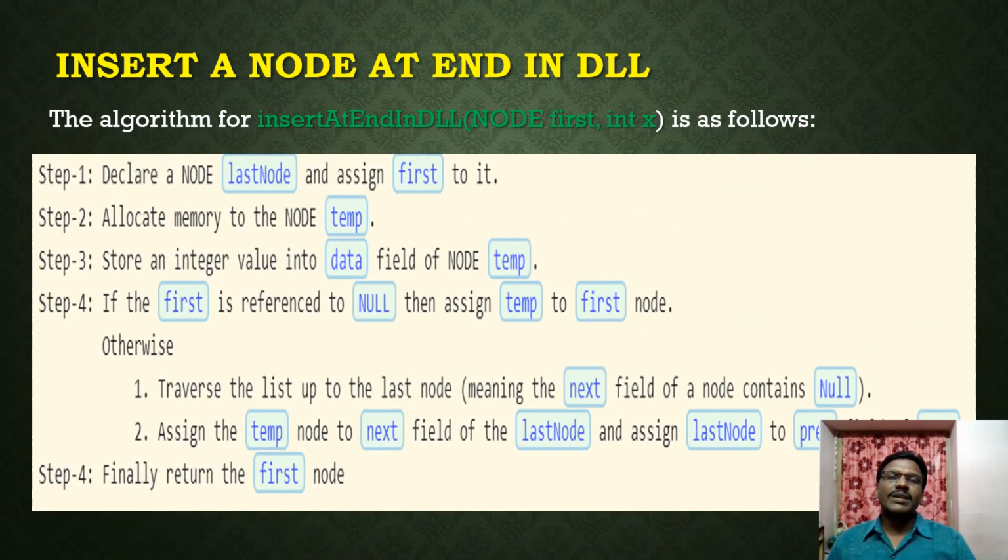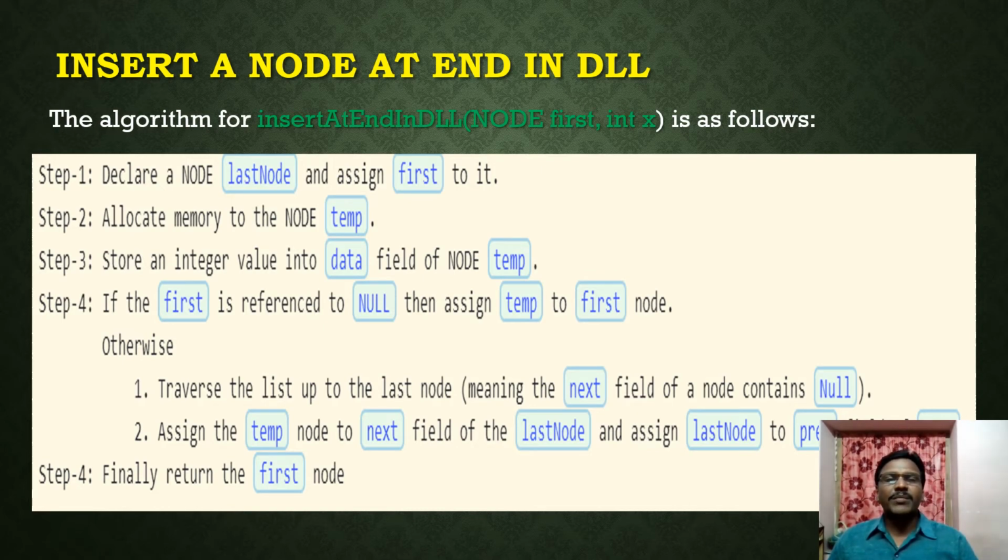Now insert a node at the end in a double linked list. How to insert at the end position in a double linked list. The insert at end in double linked list is a function. Node first is the starting node, and index is the actual data. Then declare a node, last node, and assign the first to it. It means the first node's address is allocated to the last node also.